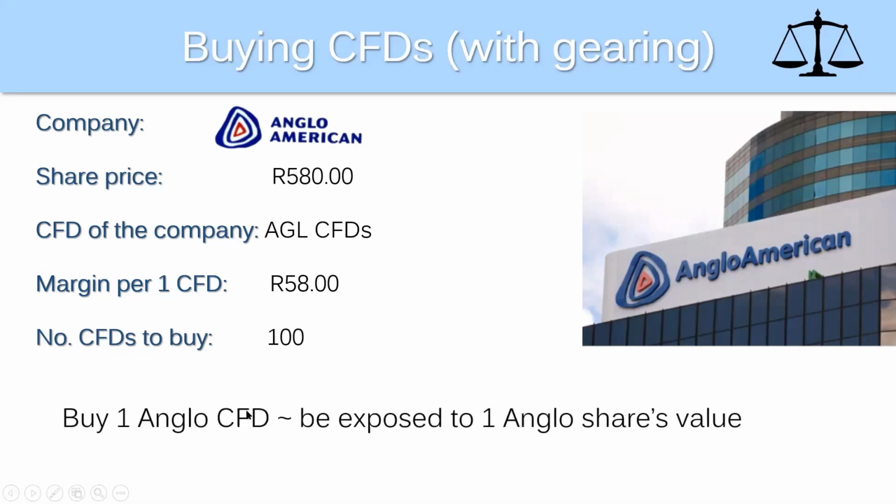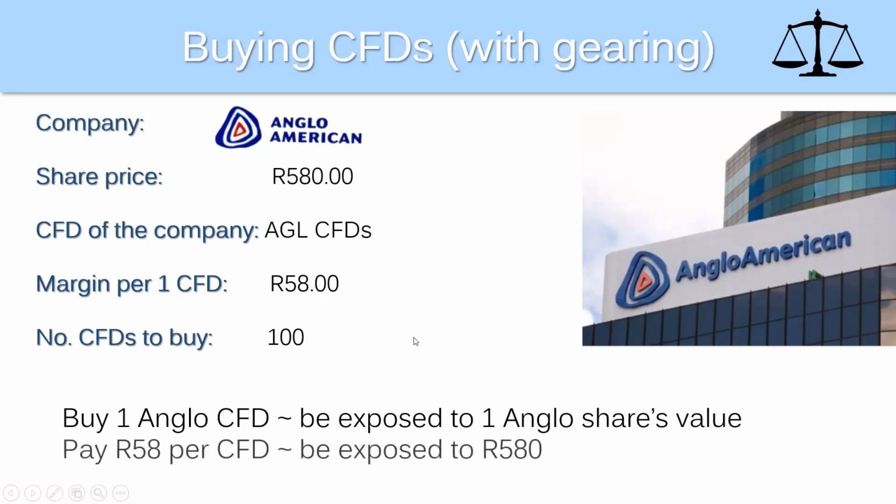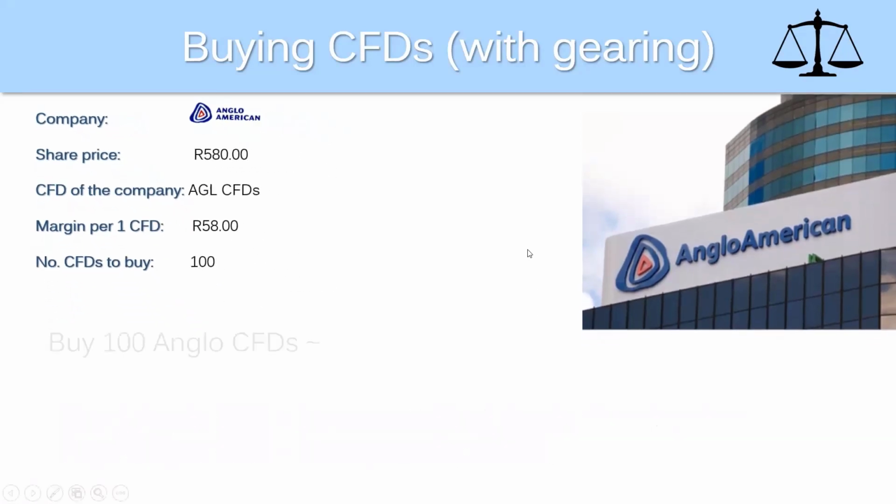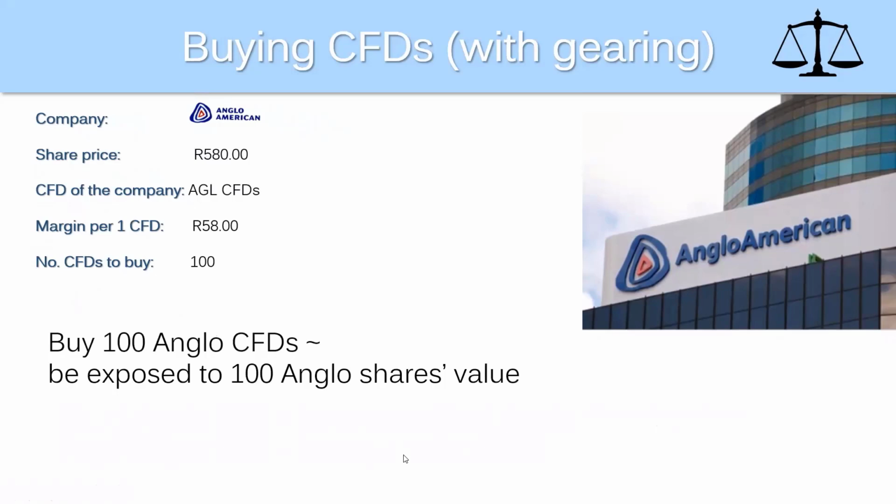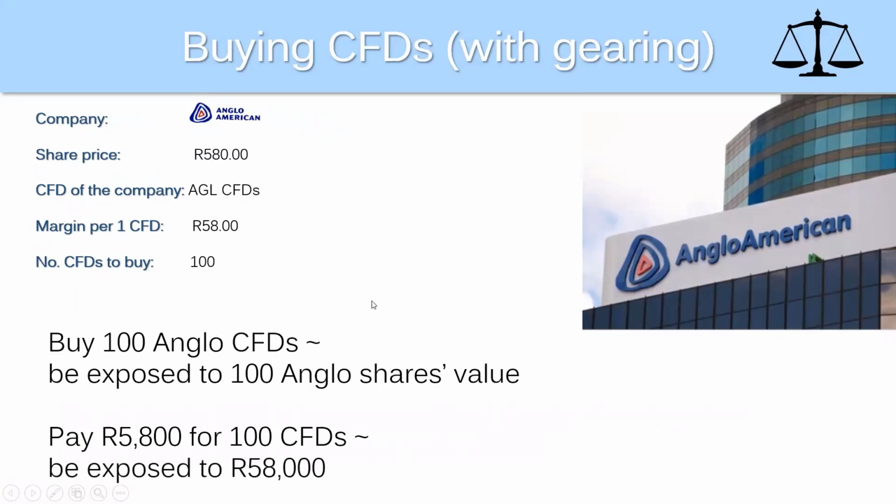So if you buy one Anglo CFD, you'll be exposed to one Anglo share's value. Similar to when you buy one Anglo share, you'll be exposed to one Anglo share's value. But if you pay 58 per Anglo American CFD, you'll be exposed to 580 Rand. If you buy 100 Anglo CFDs, you'll be exposed to 100 Anglo shares' value. So you'll pay 5,800 Rand for 100 CFDs, and you'll be exposed to 58,000 Rand.